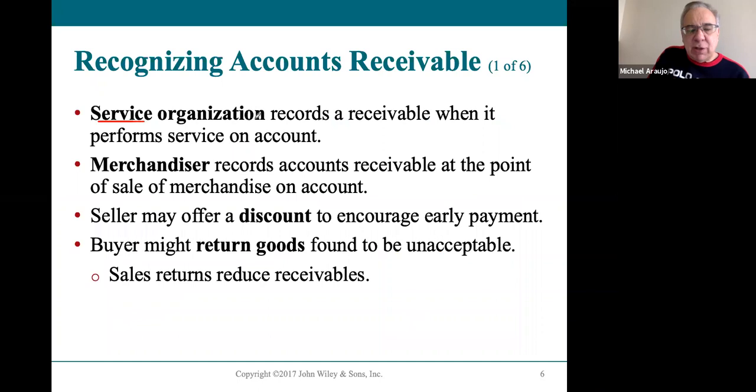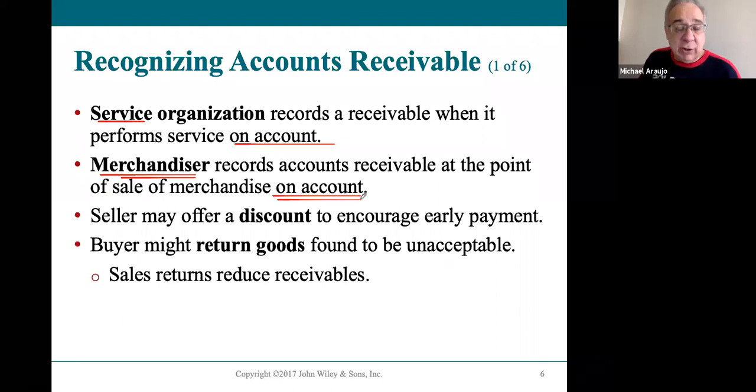Service organizations, basically when they perform a service on account, they've done the work and they've left a bill. That invoice is to be received later, right? That's the accounts receivable from a service perspective. Merchandisers sell goods, right? Sell products. So a sale of merchandise on account is usually a business to business transaction like we did in chapter 5, right? One business sells goods to another business on account, meaning that they take the goods, but they're going to receive payment later.